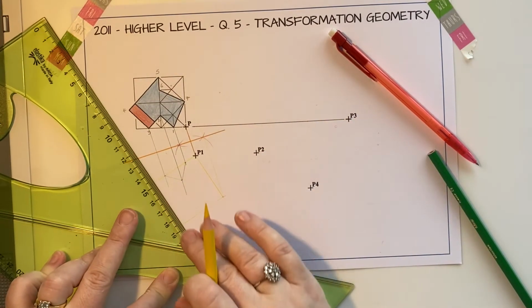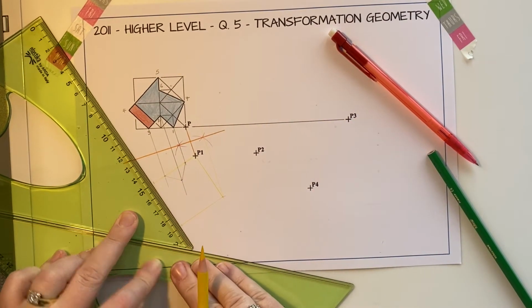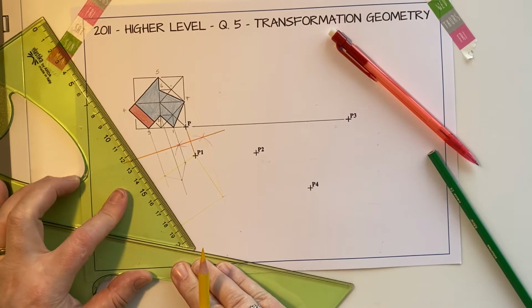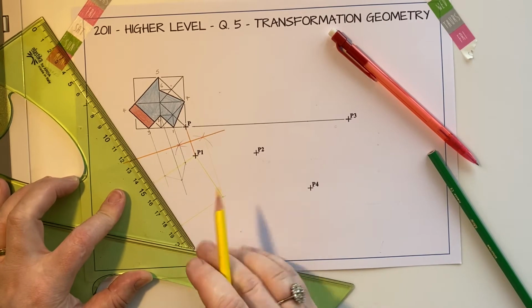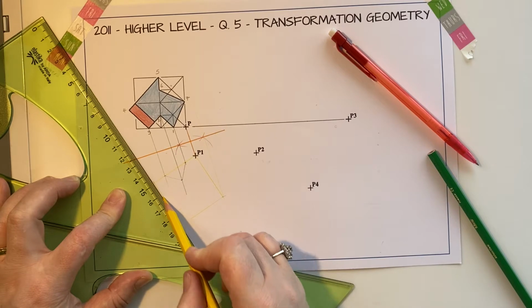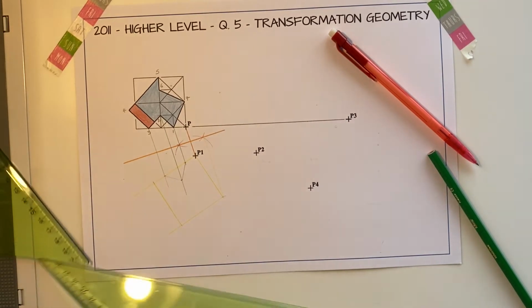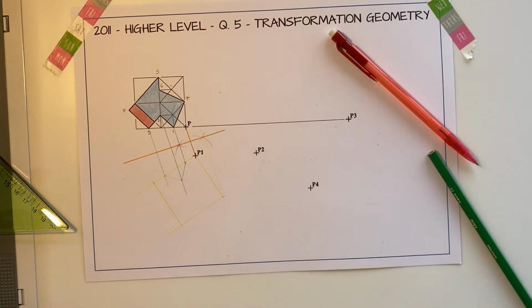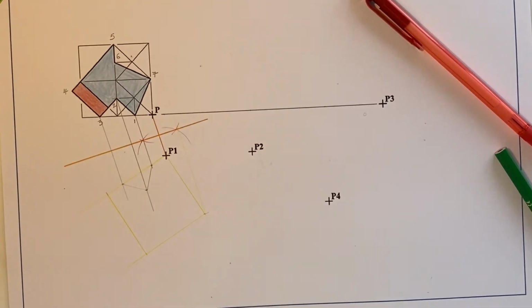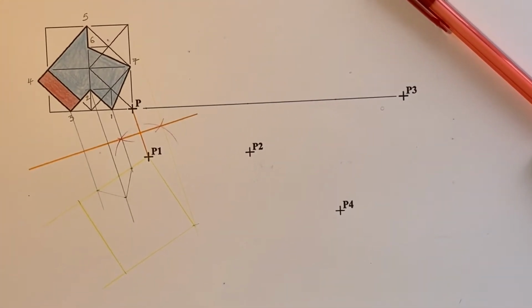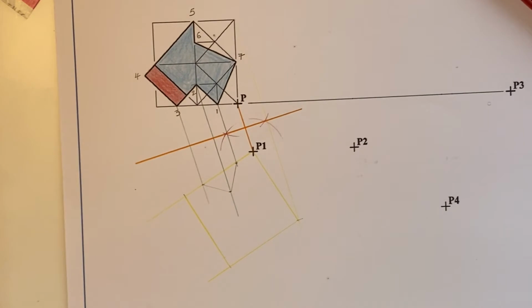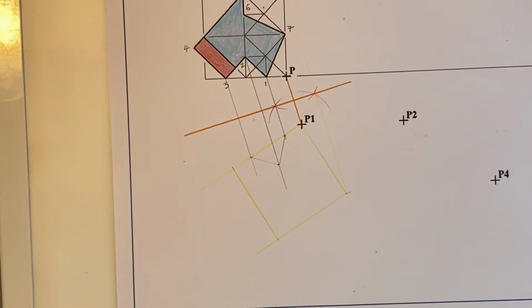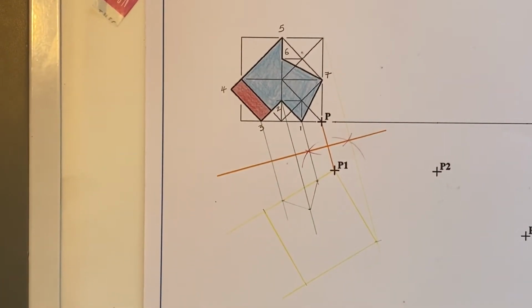Another thing I suppose you will notice about these or any of the higher level questions is that they will never be quick. There will always be some awkward element in it. All right, I'm just going to zoom in on that bit for a minute because I can see it's quite hard to see. Okay. All right, so there's my square.